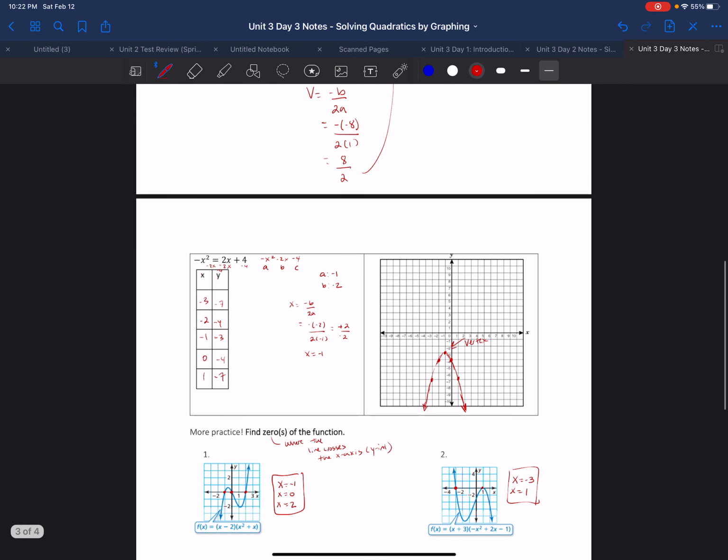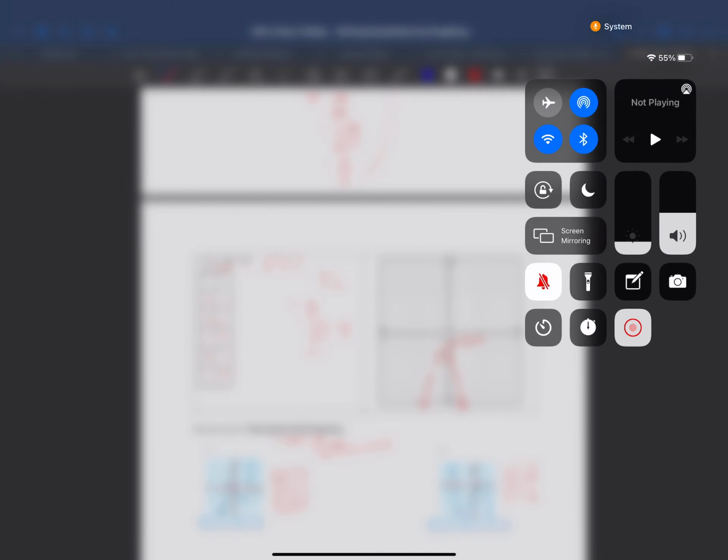Hopefully we all understand how to do this. We're solving quadratics by graphing. There are multiple methods of solving quadratics, and there's plenty more of that coming your way. So hopefully you enjoyed that.